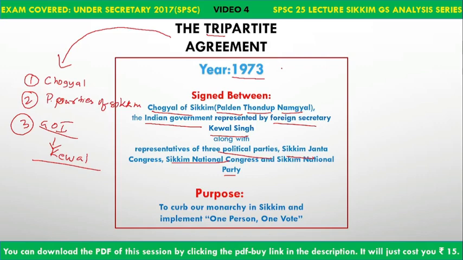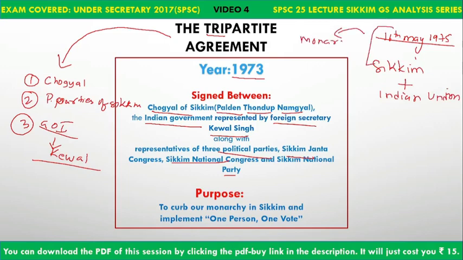Before we move on to the actual context of this agreement, let us quickly look at the India-Sikkim merger. As you all know, on 16th May 1975, Sikkim was merged into the Indian Union. When was the date? It was 16th May 1975. Before 1975, Sikkim was a monarchy. So by this, we can say that there was no democracy in Sikkim or there were no elections in Sikkim.